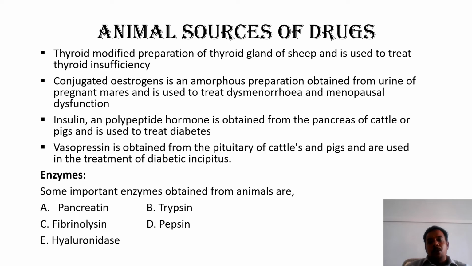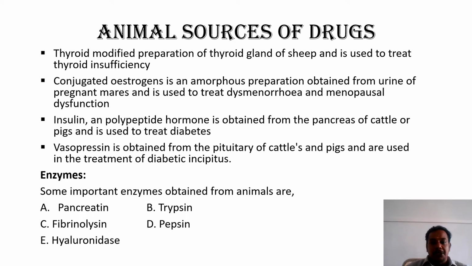So thyroid preparations are obtained from sheep's thyroid gland, and those thyroid preparations are used to treat thyroid insufficiency. So if anybody is suffering with thyroid disease, then we can prescribe the thyroid preparation which is obtained from sheep's thyroid gland.